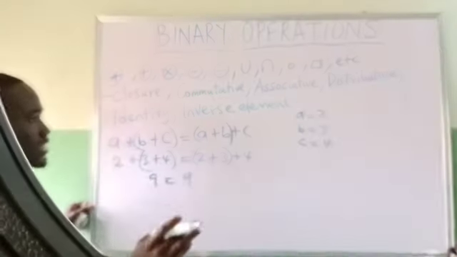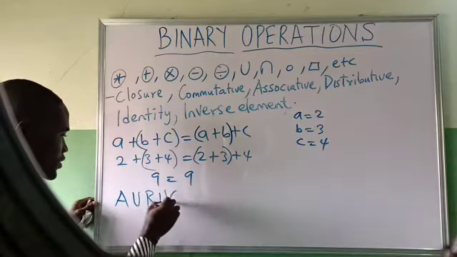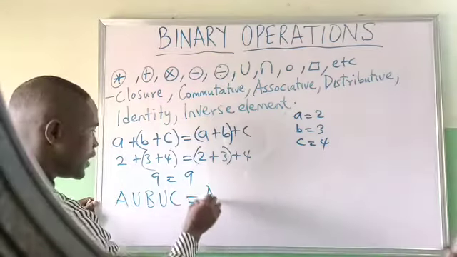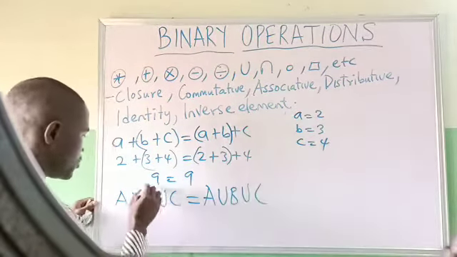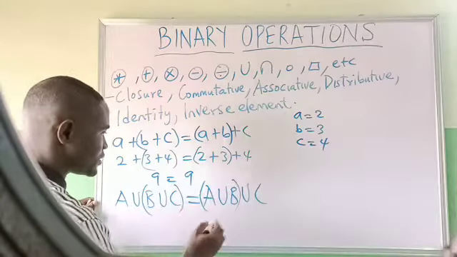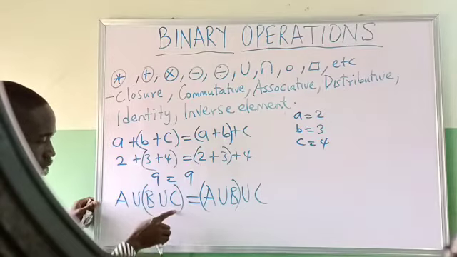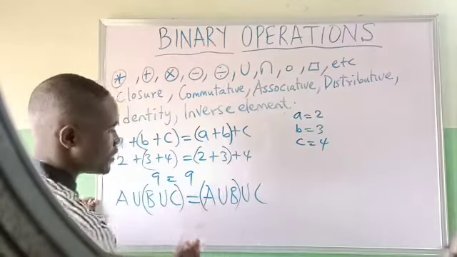Union of three sets is said to be associative. A union B union C is equal to A union B union C. You bracket this, you bracket this. That means when you unite or join the elements you have here, then carry it and join here. I'm joining this first before this.